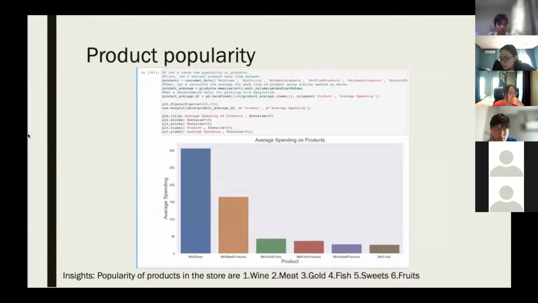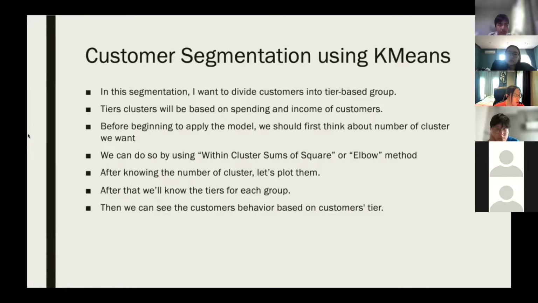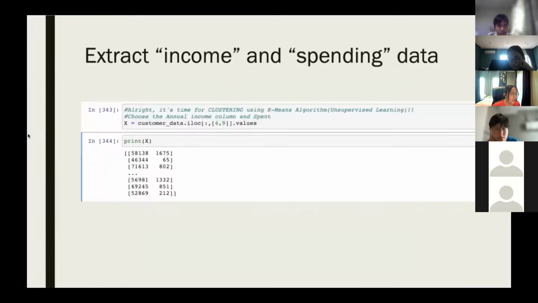In this store, wine is the best seller, followed by meat, gold, fish, sweets, and then fruits. For the customer segmentation using K-means, the goal is to divide customers into tier-based groups like bronze, silver, gold, and platinum. But before we do anything, we have to find a reasonable number of clusters. I use the elbow method for this.